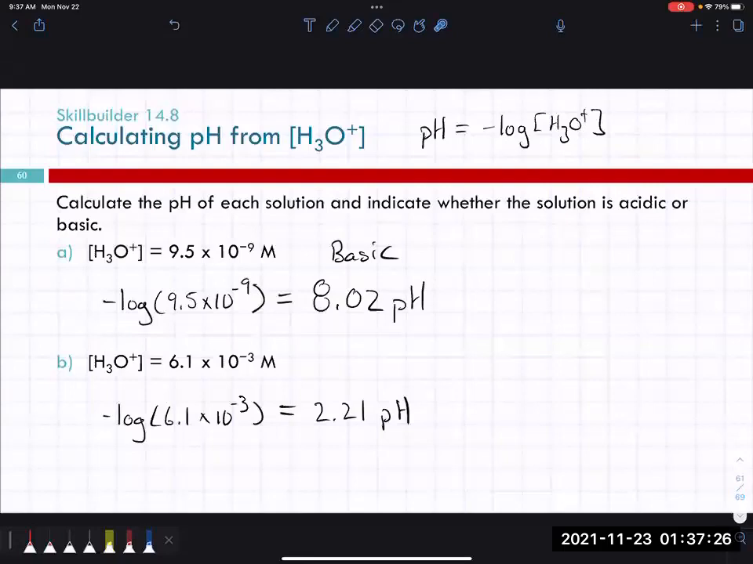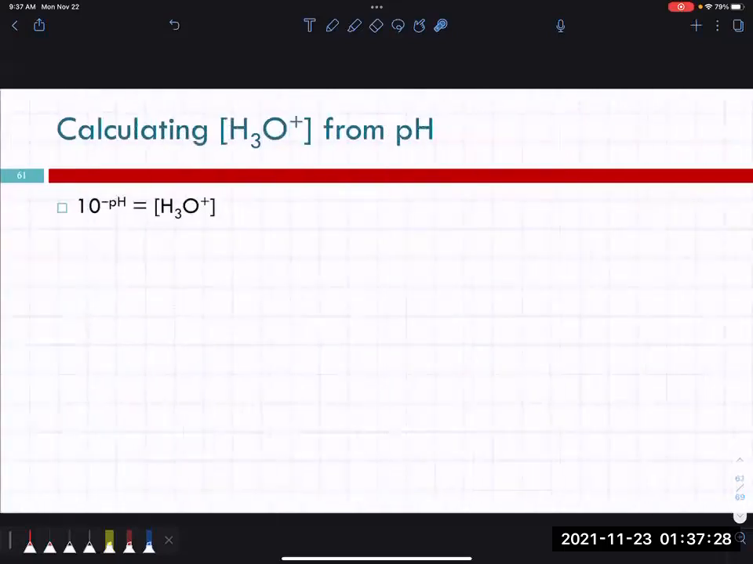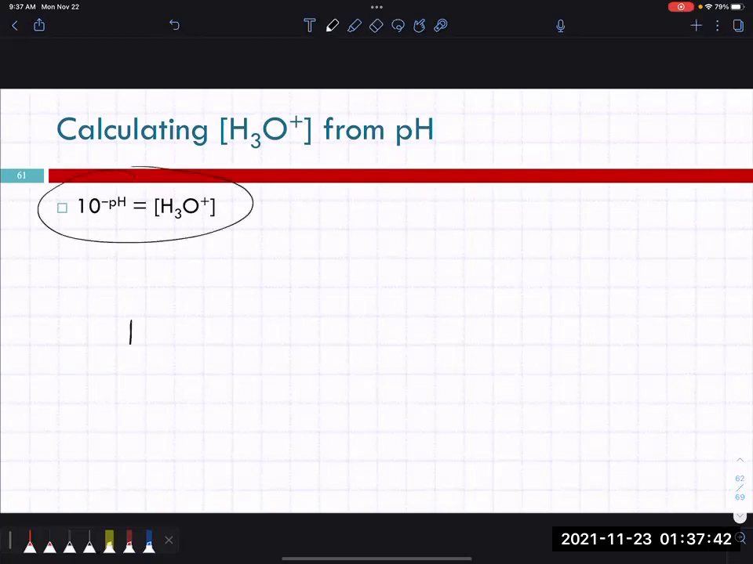I was probably going to talk about pOH next. Oh, well, I could have talked about this, but if you want to go back from your pH to your concentration, then it's just 10 raised to the negative pH will give you your H3O plus.